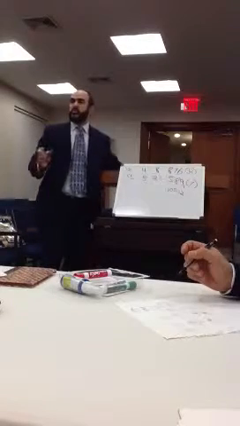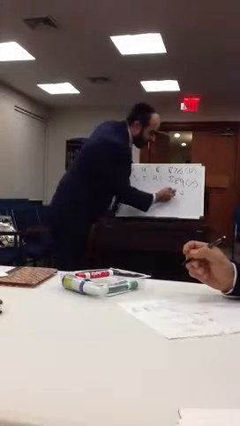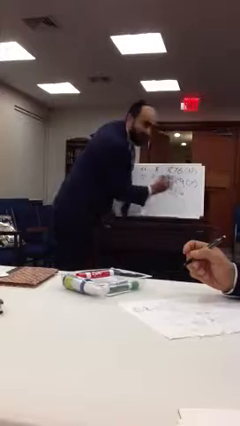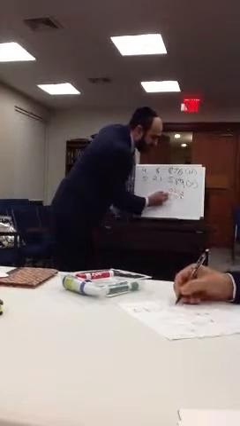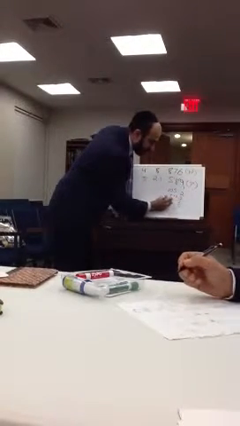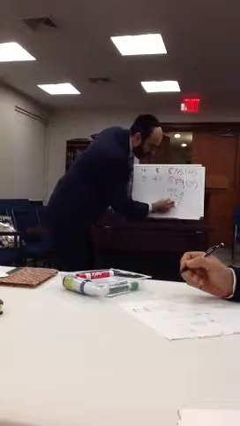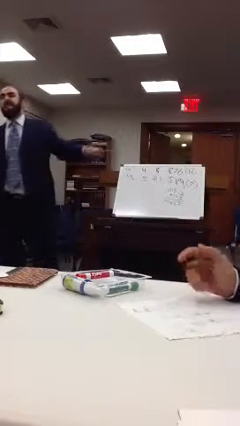Times 7 is what? 41.33. 41.23. Yes. And then you add. Add them together. 14.635. Now, divide that by 1080.